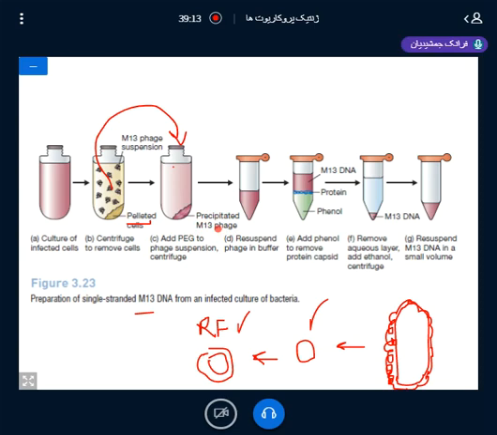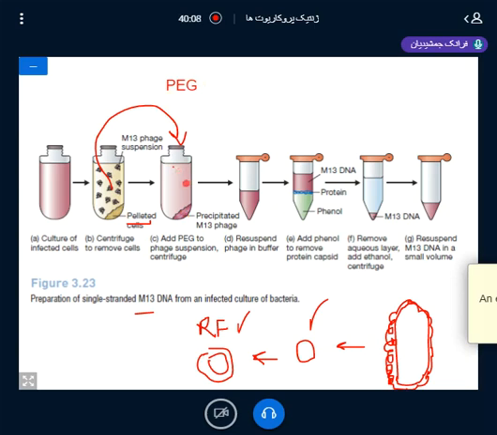How could we precipitate M13 phage? How could we precipitate phage? I told you, if I centrifuge our solution, because the phage particles are so small, they cannot precipitate. I should add something else to make it heavy and centrifuge. What was that? Polyethylene glycol. Thank you, Mr. Natek. Polyethylene glycol. So I should add polyethylene glycol. I want to precipitate M13.